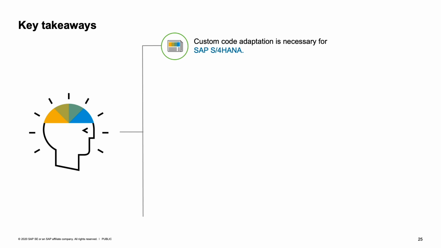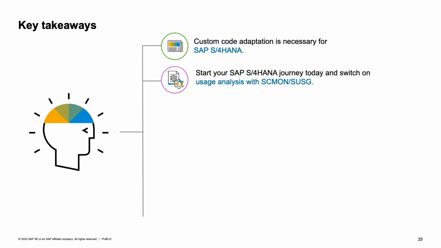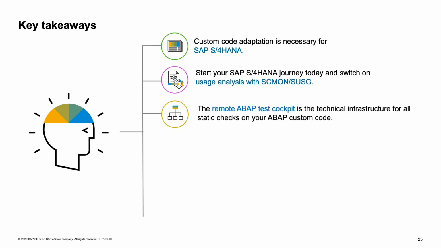Key takeaways for you: the custom code adaptation is necessary for SAP S4HANA, and we recommend to turn on the usage analysis using ABAP Call Monitor and SUCG at least 12 to 15 months prior to your system conversion project. The ABAP test cockpit in its remote infrastructure is the infrastructure of choice, is our technical infrastructure for all custom code checks on your ABAP code.